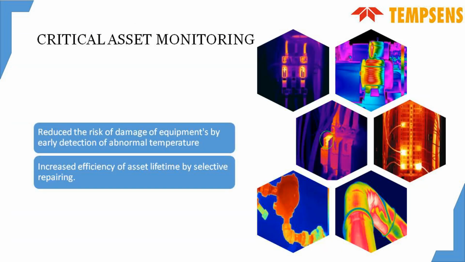Critical asset monitoring. In various plants there are critical equipment like motors, electrical panels, valves, and steam traps. These need to be checked properly with thermal imaging cameras so that you can reduce the risk of equipment damage by detecting abnormal temperature early. If you do that, then you can increase the efficiency and asset lifetime through selective repairing.